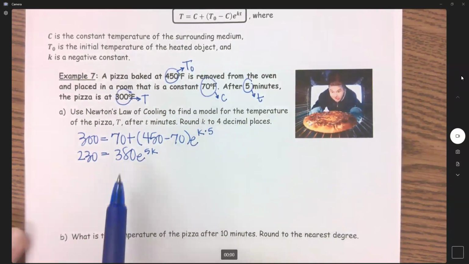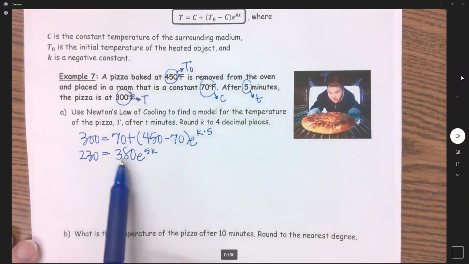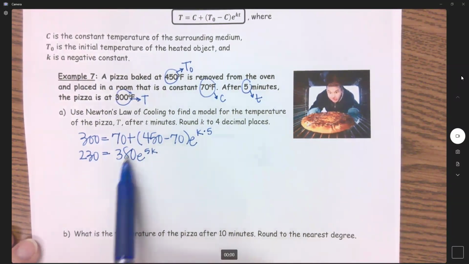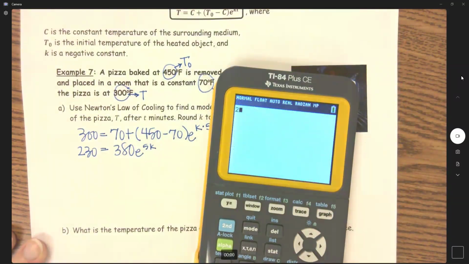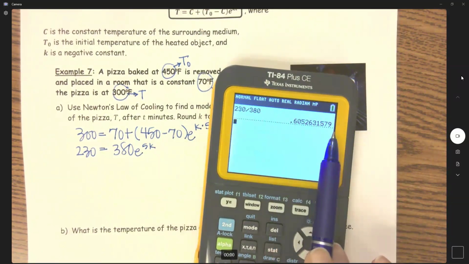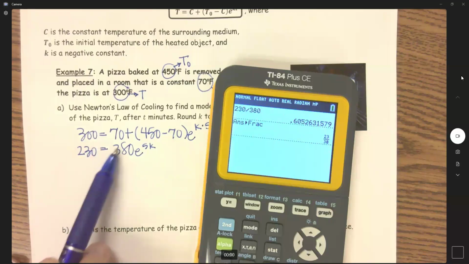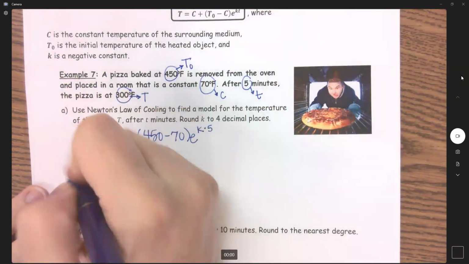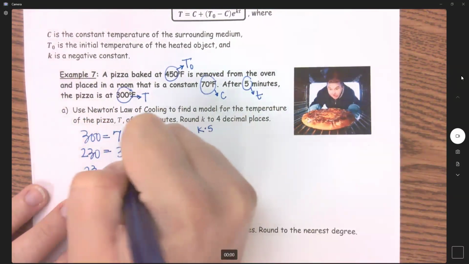So now we're starting kind of where we were on uninhibited growth and decay models. First thing I need to do is divide this over so I can isolate that exponential. So 230 divided by 380 gives me a decimal. I do not want to round until the very end, so I'm going to change that to a fraction, and we get 23 over 38. Basically, we're just dividing everything by 10 there. 23 over 38 equals e to the 5k.